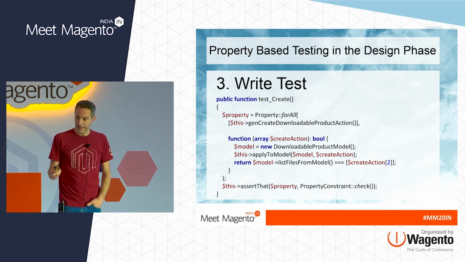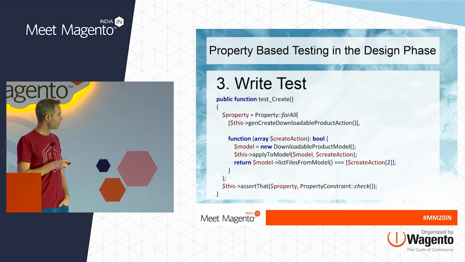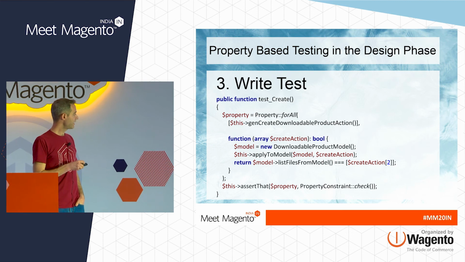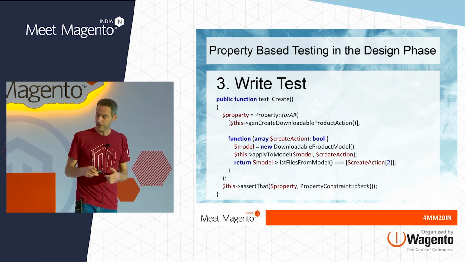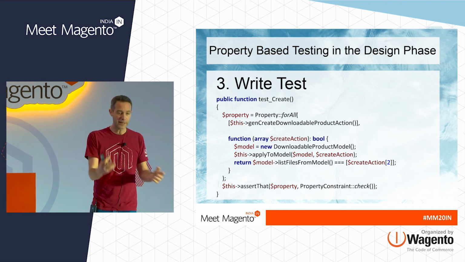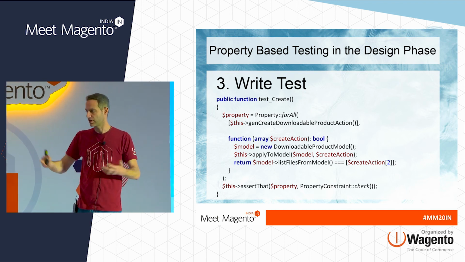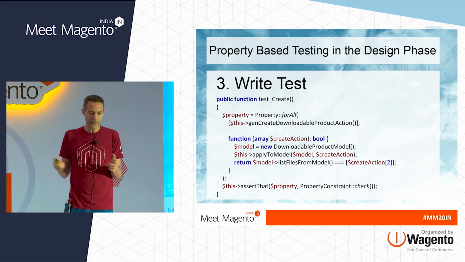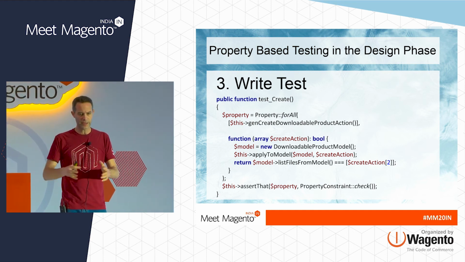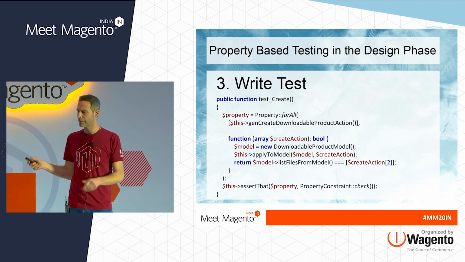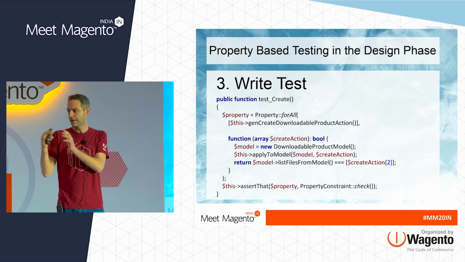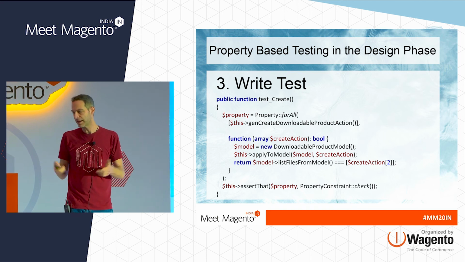So then I write the test. I have property for all. Here's my action generator. And then in my test function, I instantiate my model, the downloadable product model. I apply the action to the function, so that's just calling a create method. And finally, I decided to check if this works. I'll list all the labels of the files in the model and compare them to the expected result. So here, that create action 2, that's the last item in the create array, right? So that's my property.